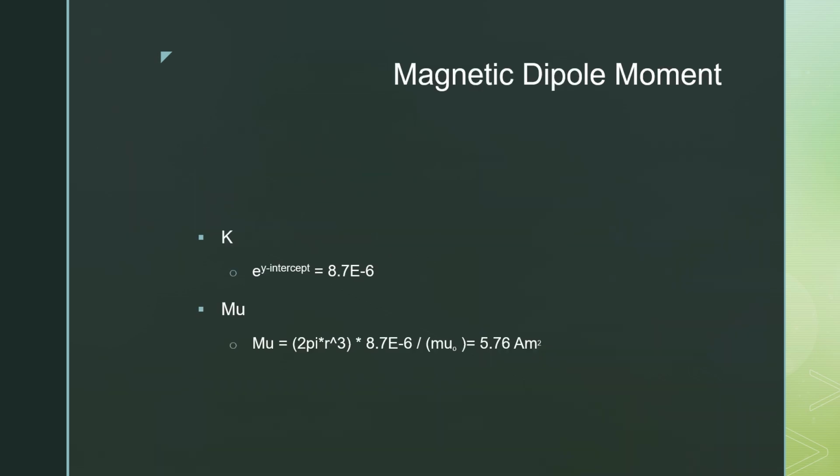Using our data, we calculated the magnetic dipole moment mu of the bar magnet. From the intercept of the log-log plot, we determined the constant k, and using the equation given, we found the dipole moment to be 5.76 A·m².